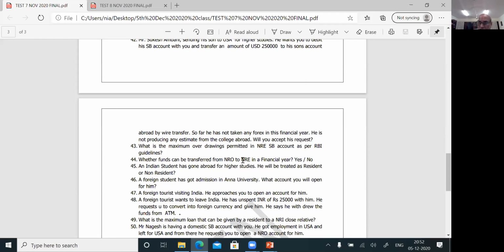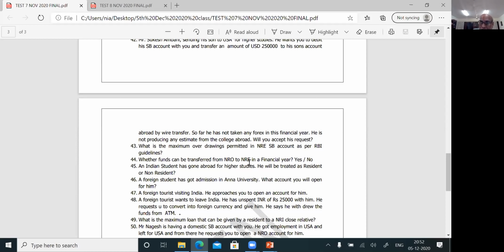Whether funds can be transferred from NRO to NRE in a financial year? Before that, I'll ask you one question. Whether funds can be transferred from NRO to abroad? Yes, a maximum of 1 million US dollar can be transferred after obtaining the chartered accountant certificate. From the NRO account, funds can be repatriated abroad to the NRI account holder, maximum 1 million US dollar, after getting the chartered accountant certificate. That is, he has paid all the tax, etc. When you can transfer abroad, why not credit to his NRE account? Yes, it is permitted.